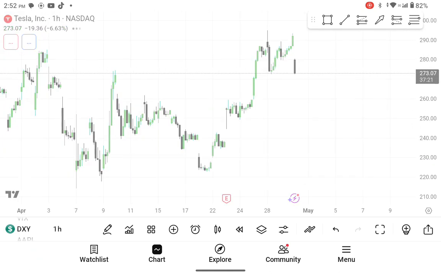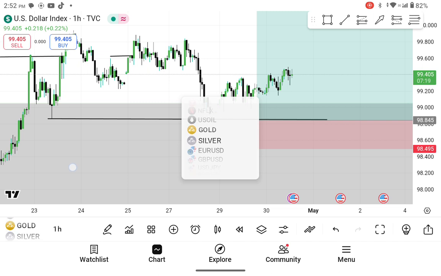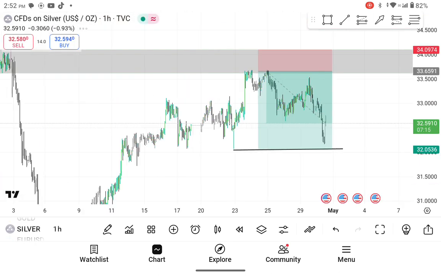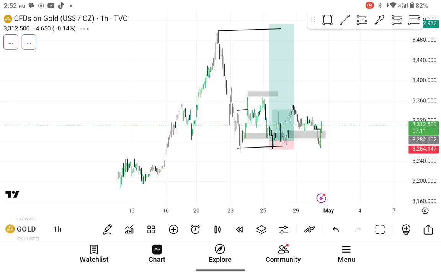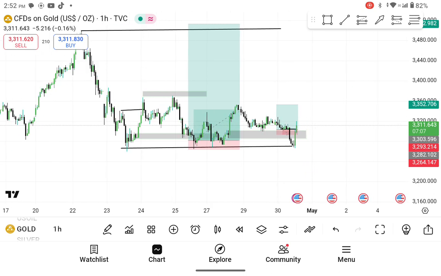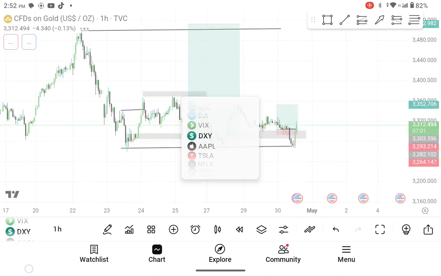Firstly, you can see we even have silver. Our silver is almost getting to TP also. And of course, that's gold. Gold we were stopped out at this zone, so that's not a problem. I'll take you guys through how I usually take my trades.